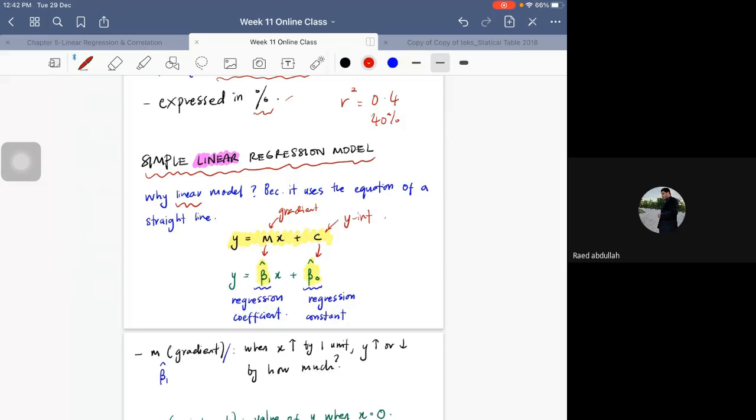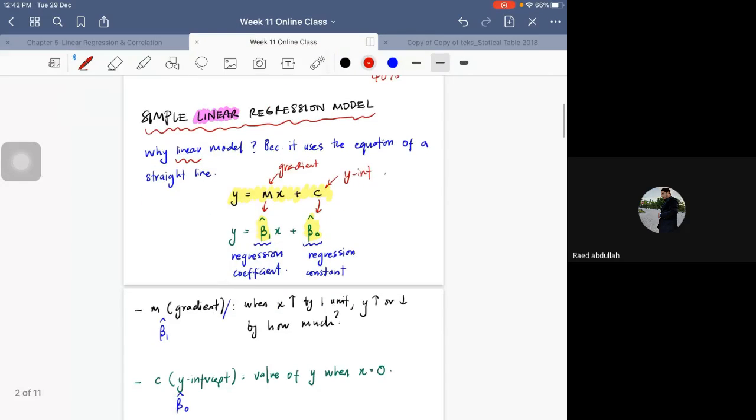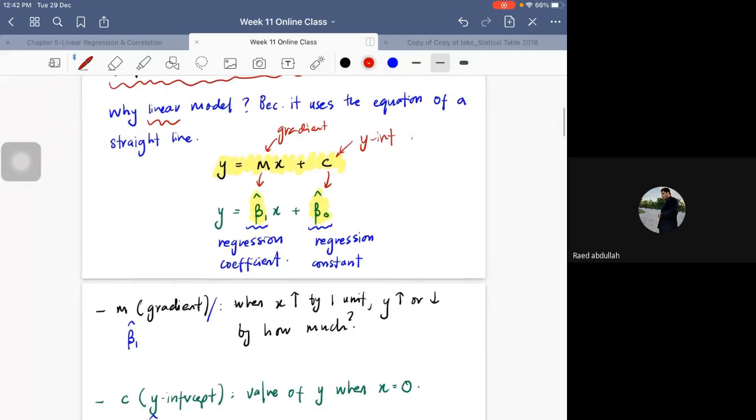That is going to be the idea. We use the idea of the equation of a straight line to come up with a model, and our new model is known as y equals beta 1 x plus beta naught. As I mentioned just now, m is the gradient. So how do we interpret gradient? What does it mean by the value of the gradient?